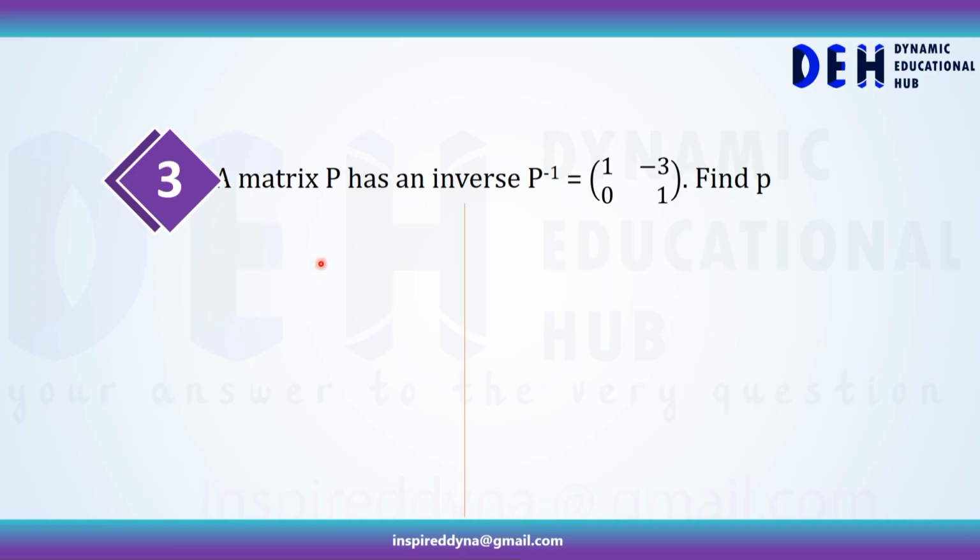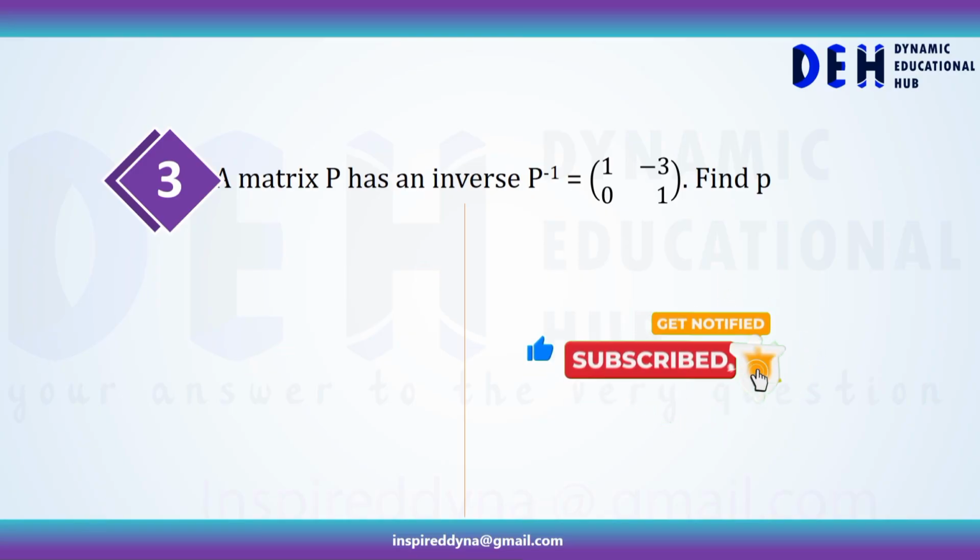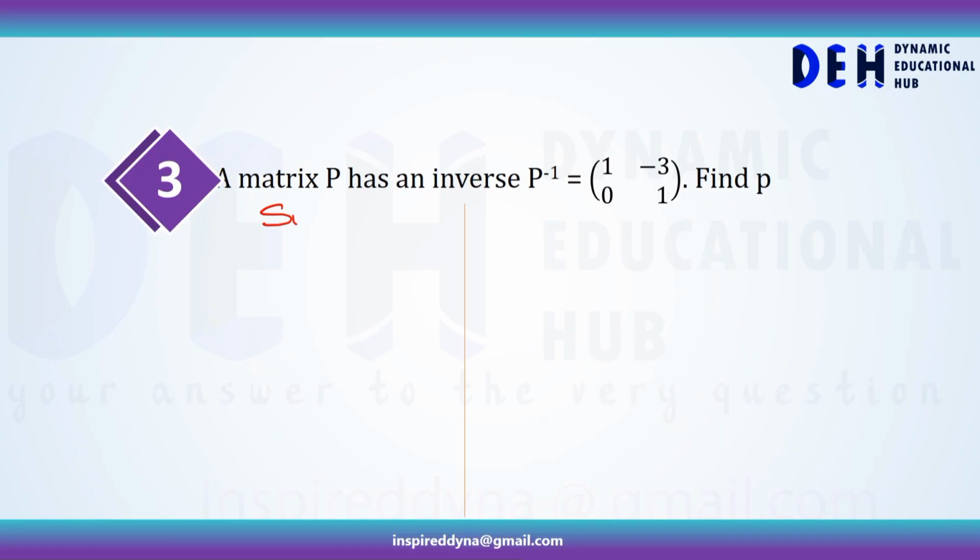To the third question, which is very simple: a matrix P has an inverse [1, 0; -3, 1]. Find P. How do we solve this? This is very simple. You can use the relationship between the multiplication of a matrix and its inverse. You know that it's going to give you the identity matrix, a unit matrix. That is what we are going to use to solve this question. So let's have a solution here.